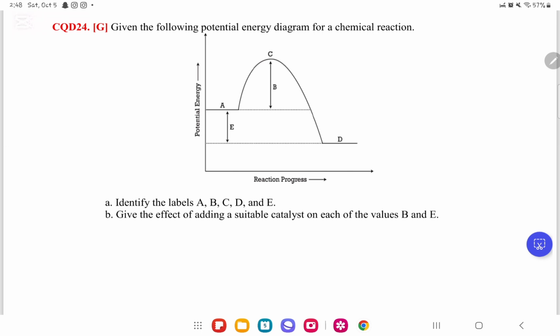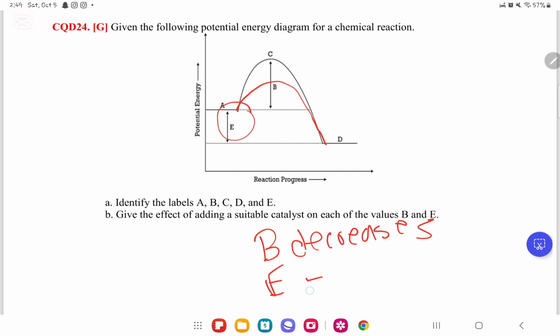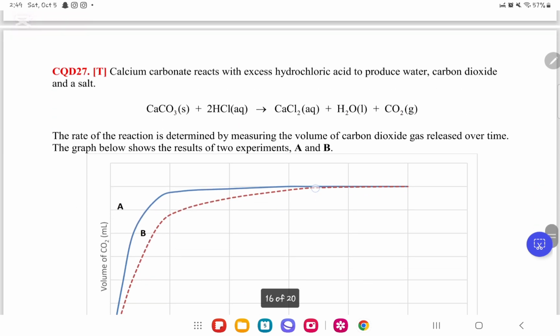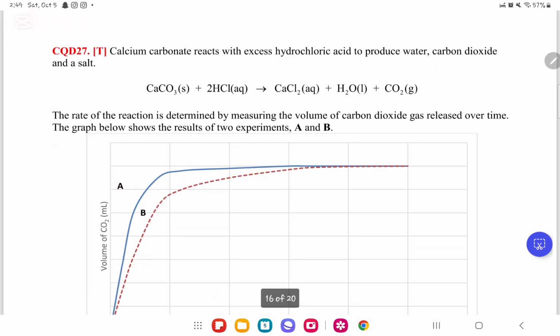Now give the effect of adding a suitable catalyst on each of the values of B and E. We said if we ever add a catalyst to a reaction, it will make the forward and backward reactions faster, so it will give us a lower activation energy. And so B decreases, alright, but E, which is delta H, is not affected. That was part B.